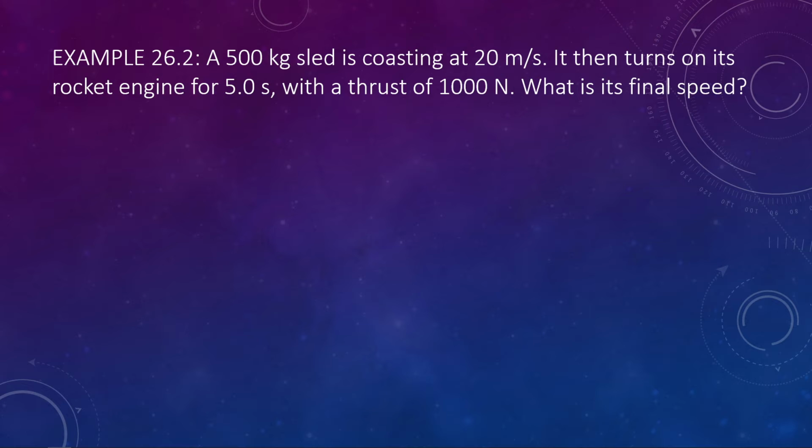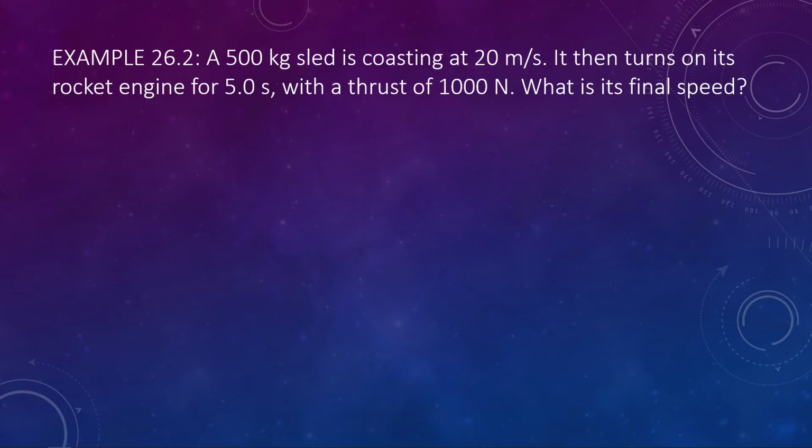So this brings us to example 26.2, our second example. This is a great one to cover. I really enjoy doing this one, mostly just because it allows you to really see how this impulse momentum theorem works. So this problem says a 500 kilogram sled is coasting at 20 meters per second. Out of nowhere, it turns on its rocket engines for 5 seconds with a thrust of 1,000 newtons. So the question then asks, what is its final speed?